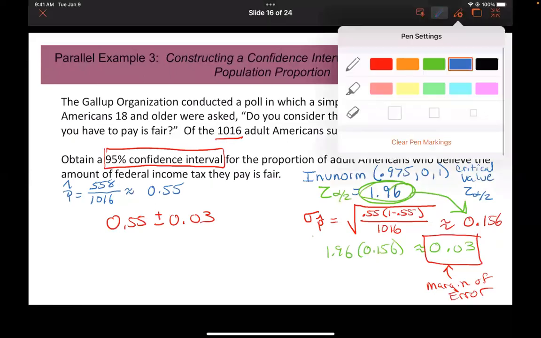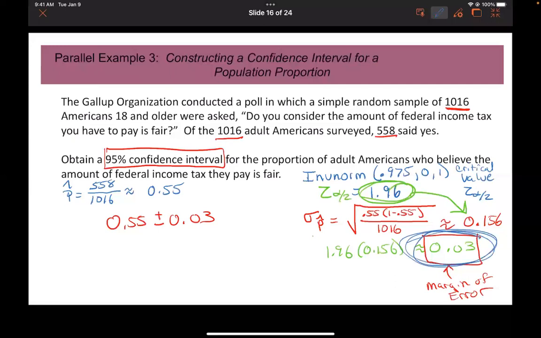The other way to write this would be to add this margin of error to 0.55, which gives 0.58, then subtract this number from 0.55, which gives 0.52. These are the two different ways to write it. So this is the p hat plus or minus the margin of error, and then this is just the interval with our lower and upper values. These are the two different ways you're going to be told to answer on your homework. Questions?